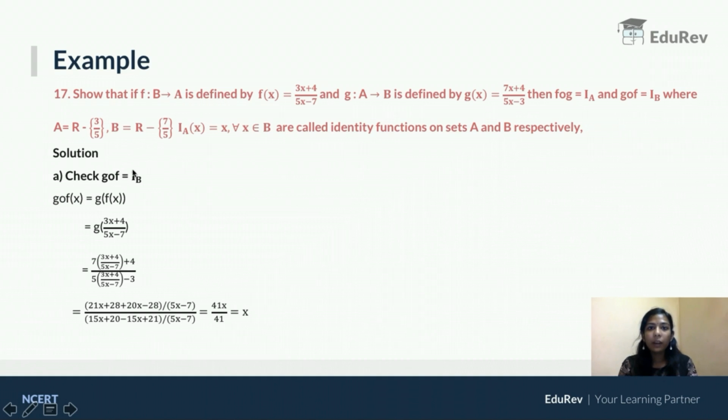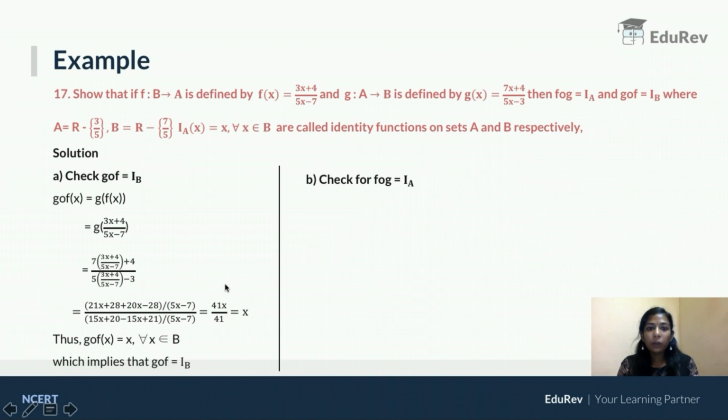Why B? Because the function is from B to B. See, f is from B to A and G is from A to B means G circle f will be from B to B. That is where they are writing it as IB, identity function under the set B. That's what it means. Now we'll go to the second part, f circle G.